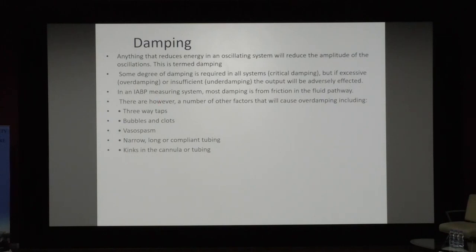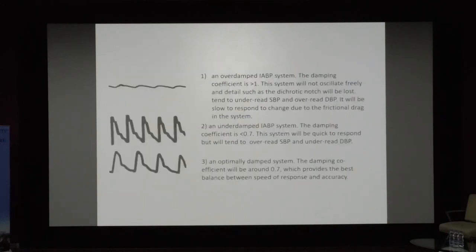This is known as critical damping, but if it is excessive, that is overdamping, or insufficient, underdamping, the output will be adversely affected. In an IBP measuring system, most damping is from the friction in the fluid pathways. There are, however, a number of other factors which will cause overdamping, which include excessive three-way taps, bubbles and clots in the system, vasospasm, narrow, long or compliant tubings, and kinks in the cannula or the tubings.